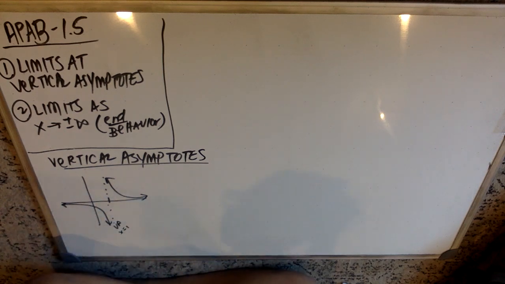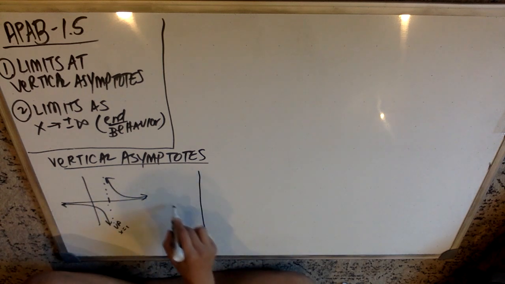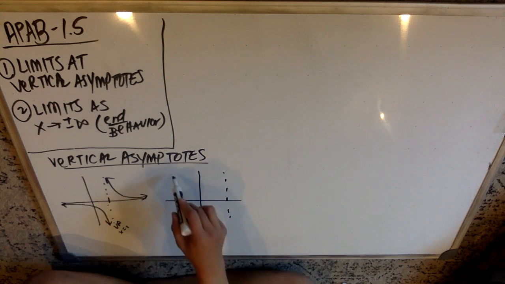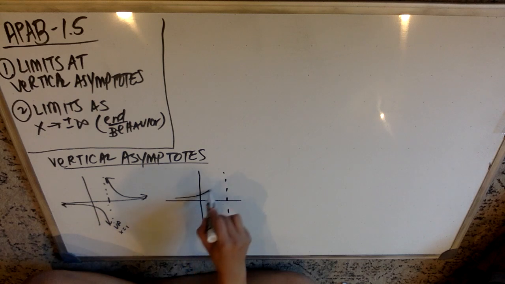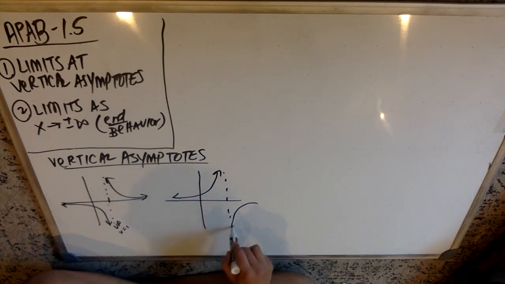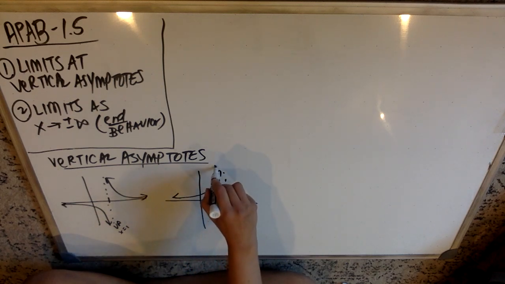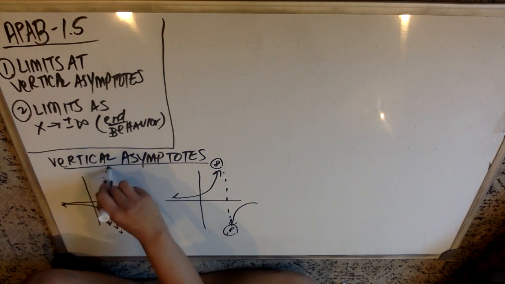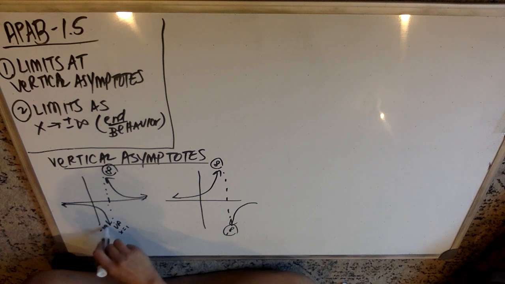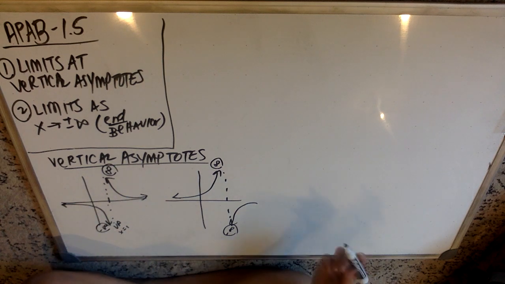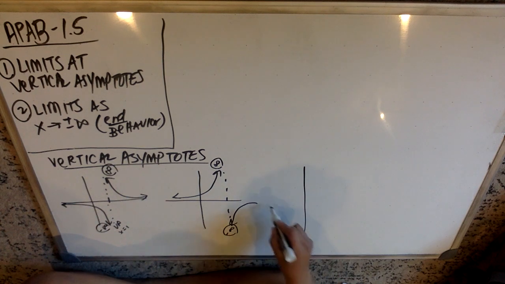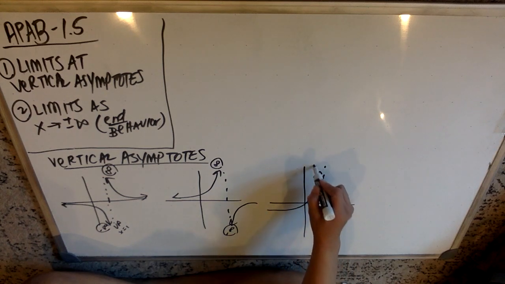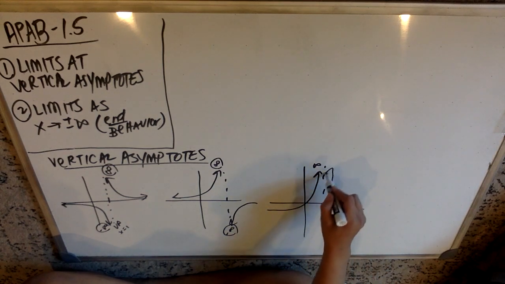Another way that vertical asymptotes can look is the other direction of mismatch, where I have this one going up and this one going down. See how this one's going up to positive infinity and this one's going down to negative infinity. Another way this could look is that both of the directions could be the same. So this one could go up to infinity and the one over here could also go up to infinity.